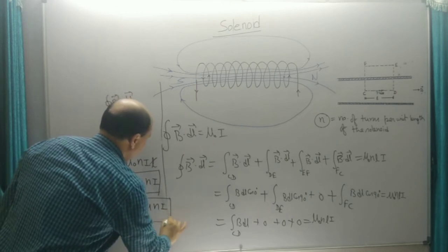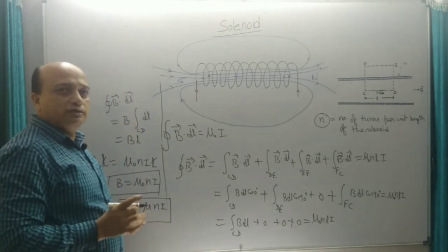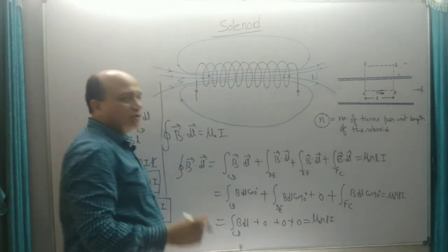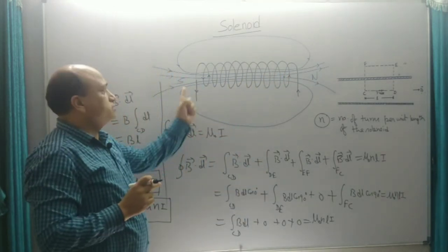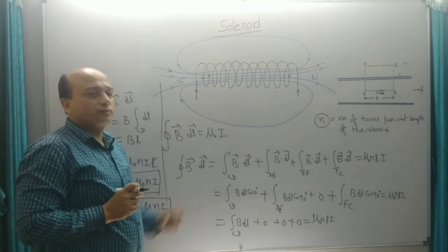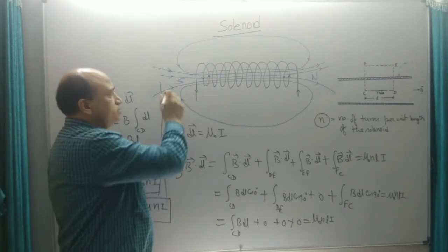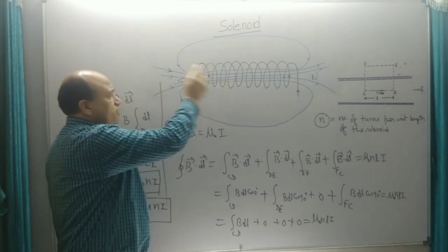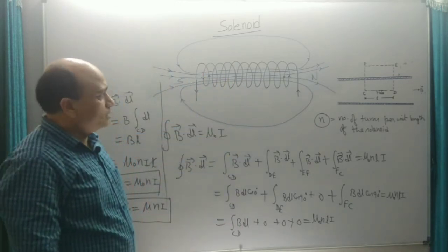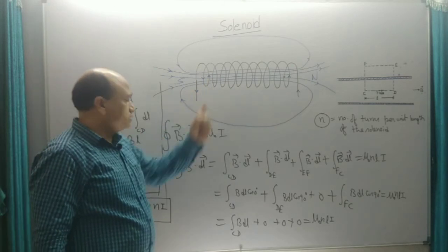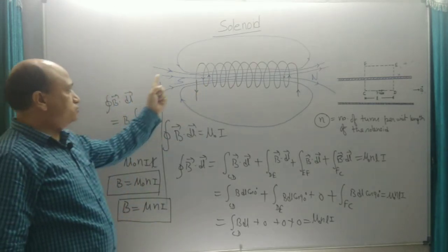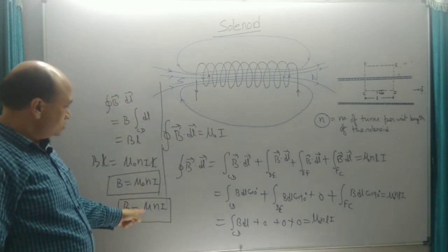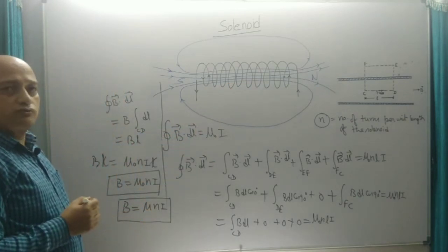B is equal to mu Ni, where mu is the permeability of that medium which is inserted inside this solenoid to increase its magnetism. Because ferromagnetic material is highly susceptible to magnetic field lines, maximum field lines pass through ferromagnetic material, so its magnetic field increases. That's why we can use magnetic material like an iron core also. In that case permeability will be mu.